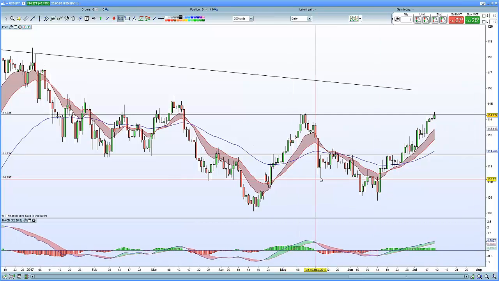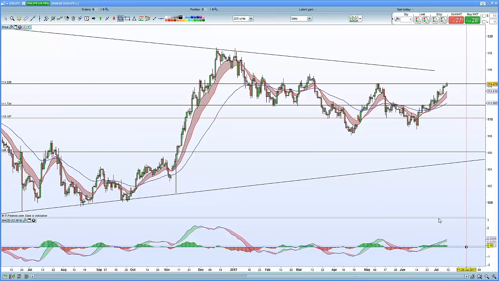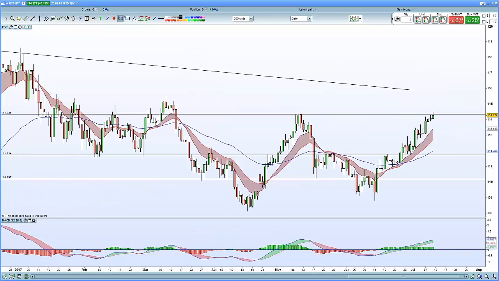Okay, let's look at dollar yen, where we are right now. Okay, dollar yen, we are at an interesting resistance level here. You can see here, it's a bit of a false breakout to the upside, right now where we are.